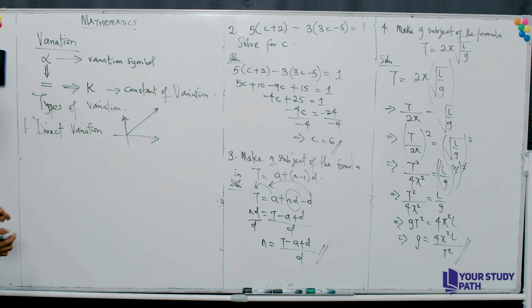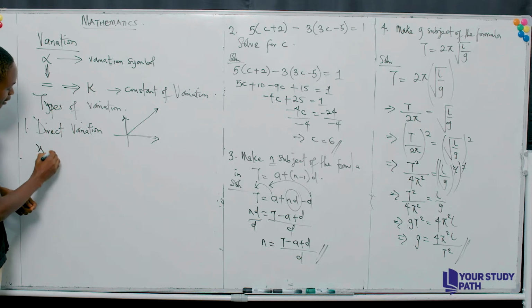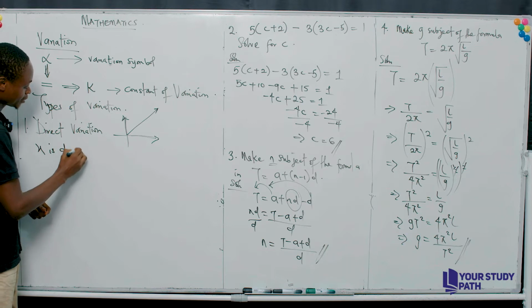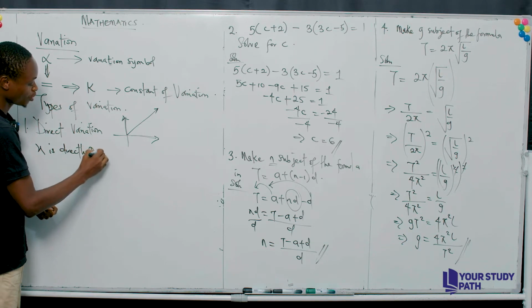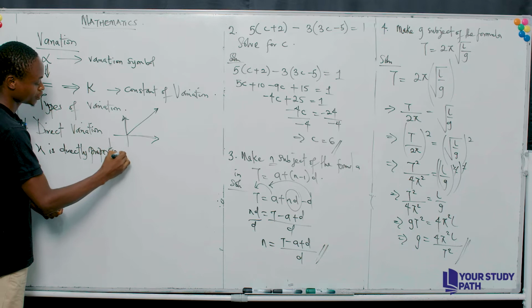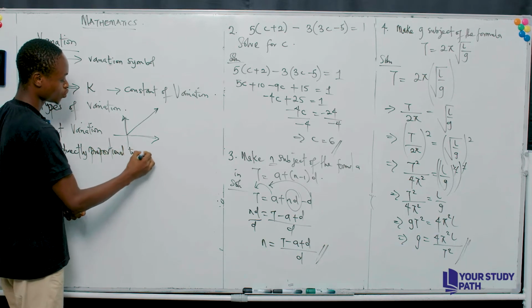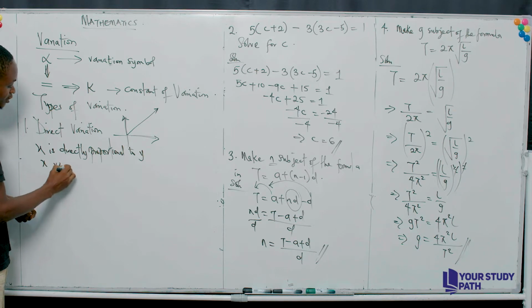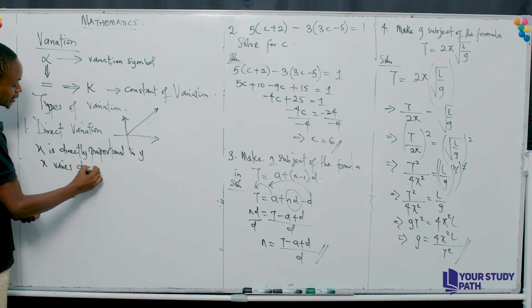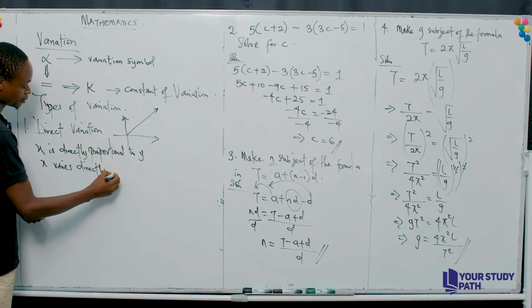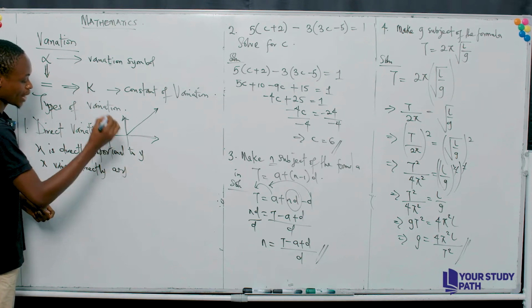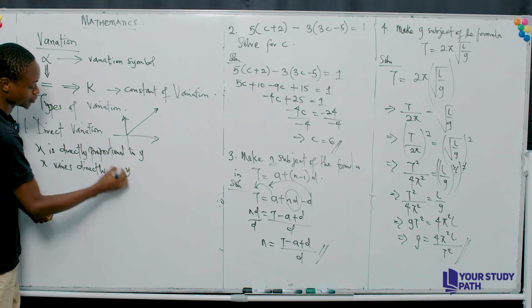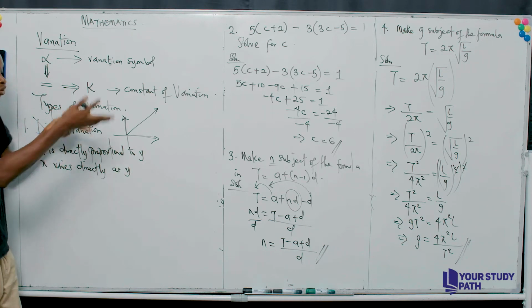How do we say it? We say that X is directly proportional to Y, or you say X varies directly as Y, or you say X is proportional to Y.